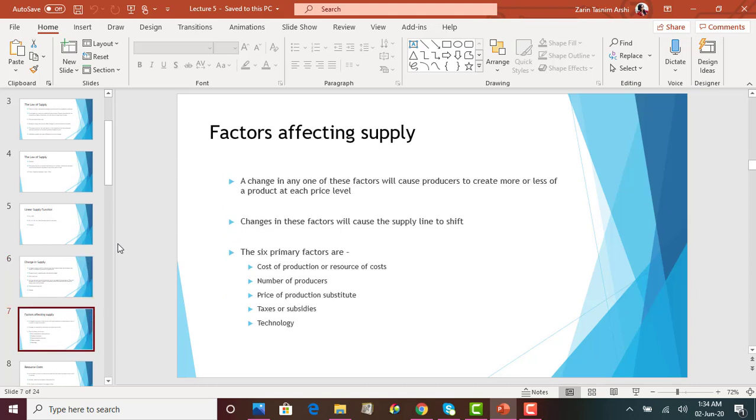So there are several factors that cause the supply curve to shift to the right or shift to the left. There are basically 6 primary determinants of the changes in supply curve, and they are the cost of production or resource cost, the number of producers, the price of production substitutes, taxes or subsidies, and technology. And I'm going to go over each of these and how it affects the supply curve.